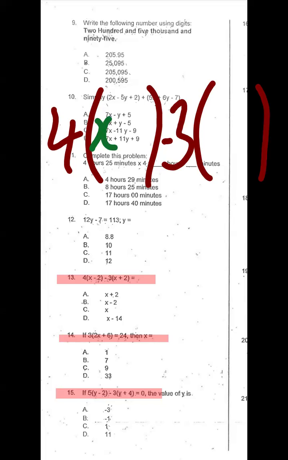We're going to write exactly what we see here. So we have 4, and we have the -3, and then I'm going to use different colors now. X minus 2 and X plus 2. Now, the fun part begins.